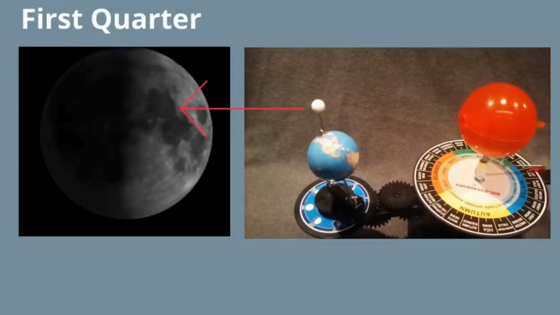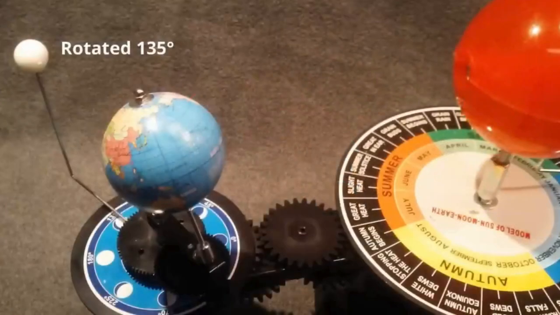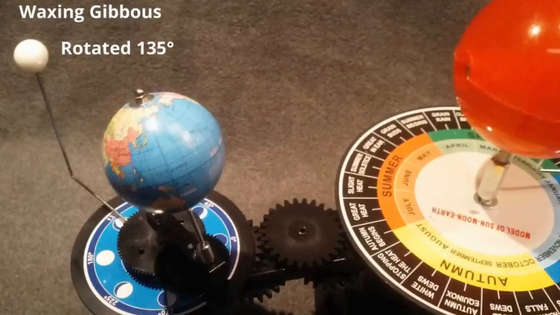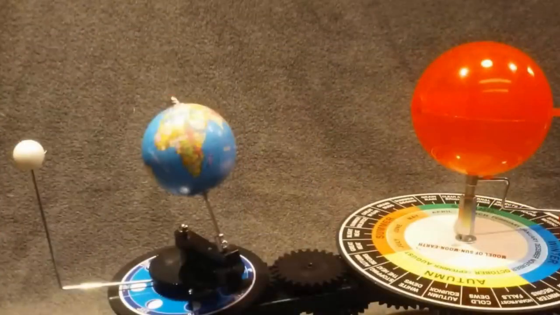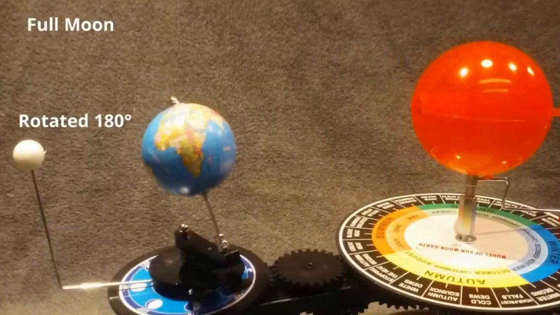In an additional 3.5 days, it has now traveled 135 degrees and is at waxing gibbous. Check out this alignment. Gibbous is the shape, and remember, waxing means the light portion is growing. After 14 days since new moon, the moon has now traveled 180 degrees and is at full moon. Here's the alignment, and here's what a full moon looks like.